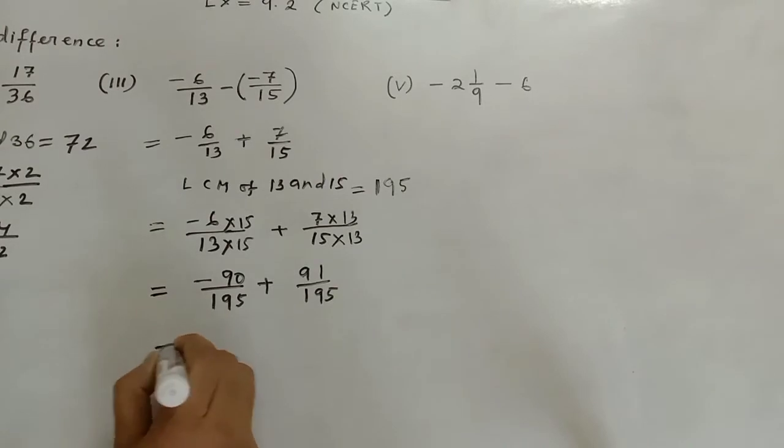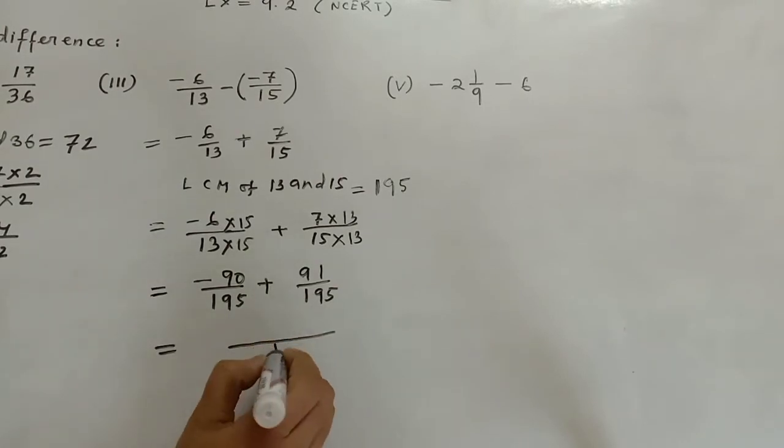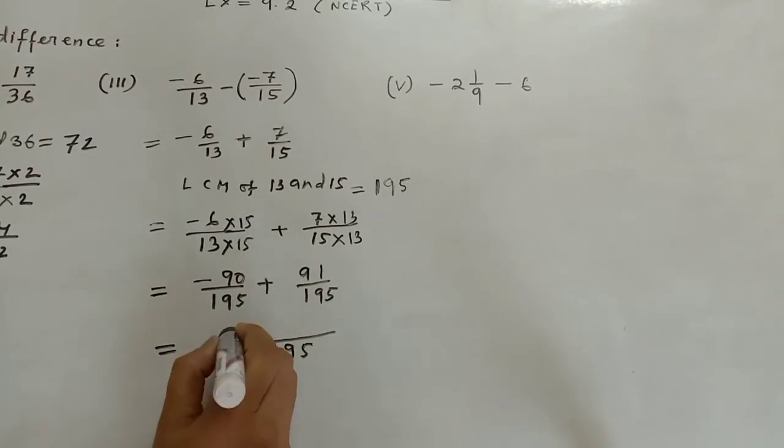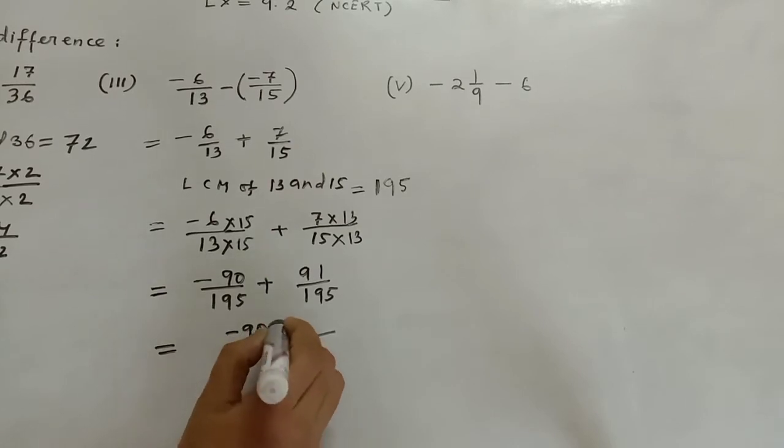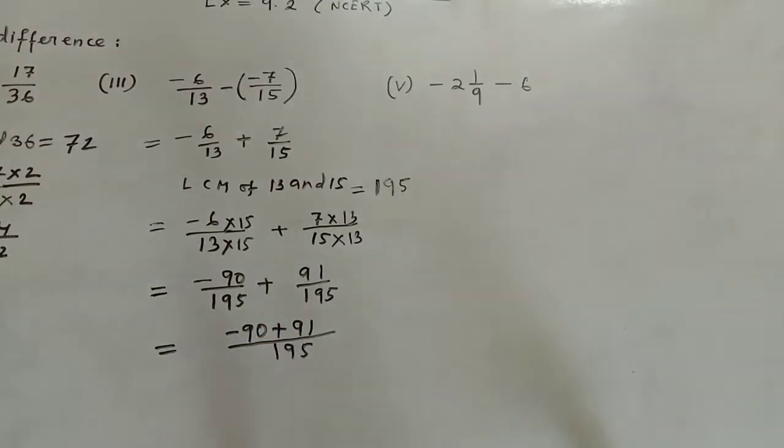Then you take the common denominator 195, and you subtract 90 and add 91. So the result will be very clear now, 1 by 195. This is the answer of this sum.